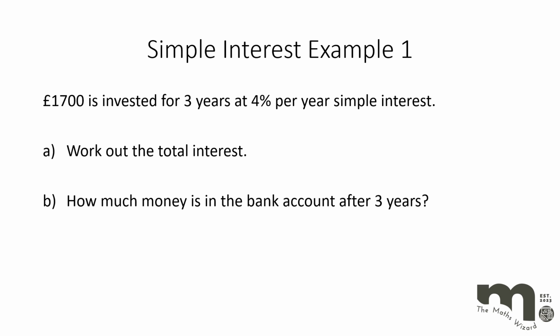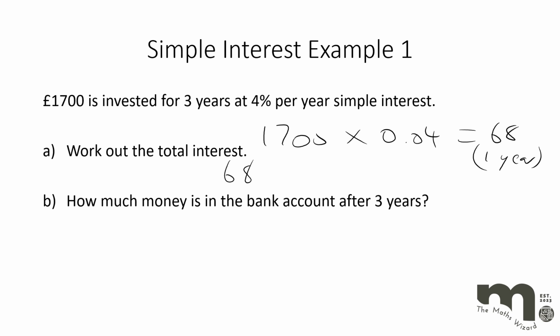Okay, so if we take a look at this, to work out the interest, if we take our 1,700 times it by 0.04, that will tell us how much we get for 1 year. So that is 1 year's worth of interest there. Now we've got it in there for 3 years, so we're getting £68 for each of those 3 years. So if we then times that by 3, we'll end up with £204. So that's your total interest after 3 years.